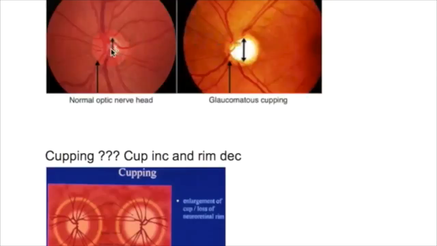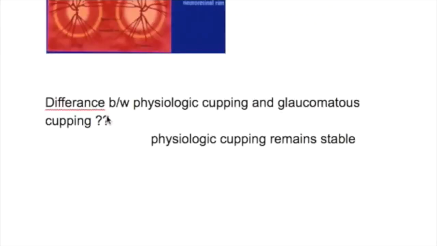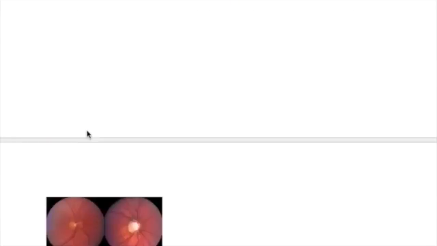This is the normal cup here. Then it increased in glaucoma and the neuroretinal tissue, the rim, is decreased, and this is known as optic disc cupping. What's the difference between a physiologic cupping and a glaucomatous cupping? Physiologic cupping remains stable for a long period of time.